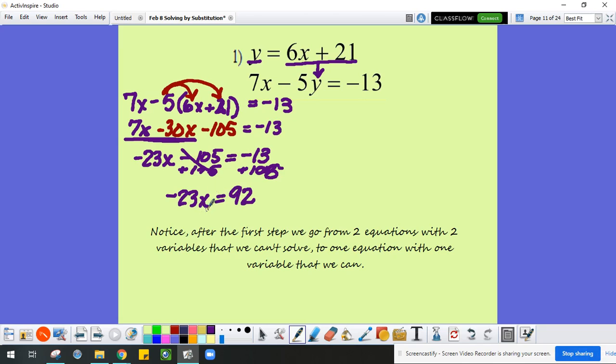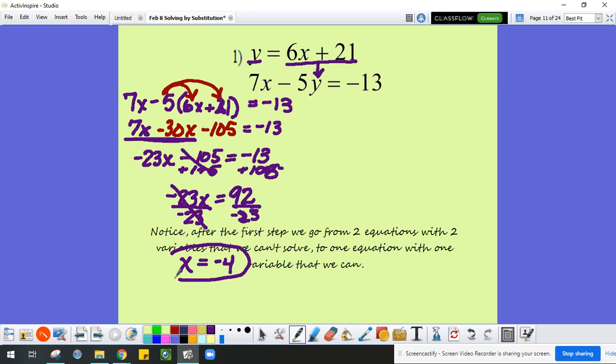Then to get x by itself, we divide by negative 23 on both sides. And those cancel, and I have x equals negative 4. Again, guys, grab your calculator. 92 divided by negative 23 gives me x equals negative 4.